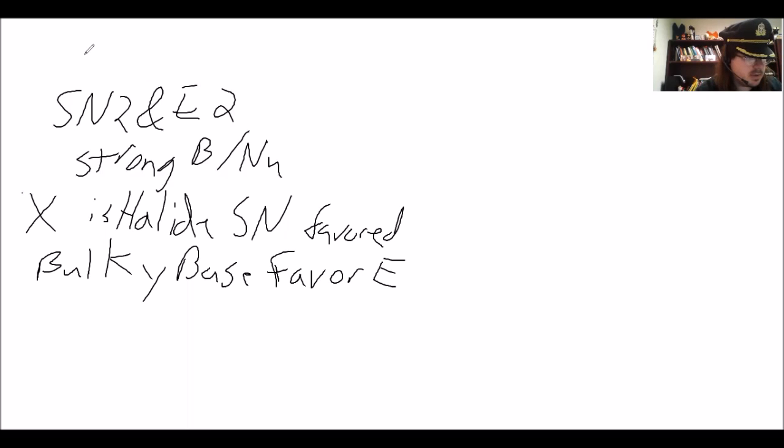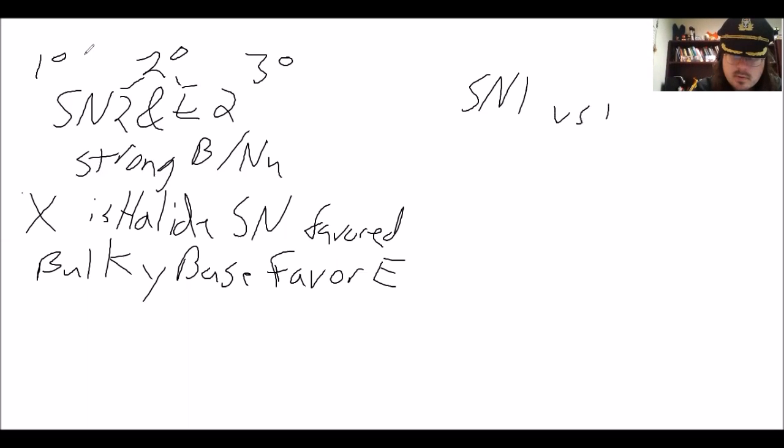But, let's see. If you have a choice, SN2 will prefer primary. They both kind of go for secondary, and E2 will go for tertiary. Now, SN1 versus E1, typically they're going to be our weak base, weak nucleophile.